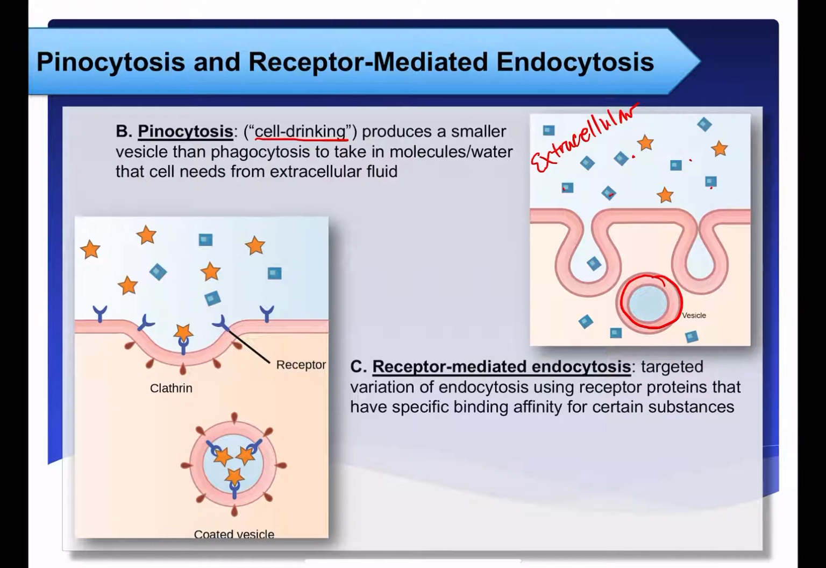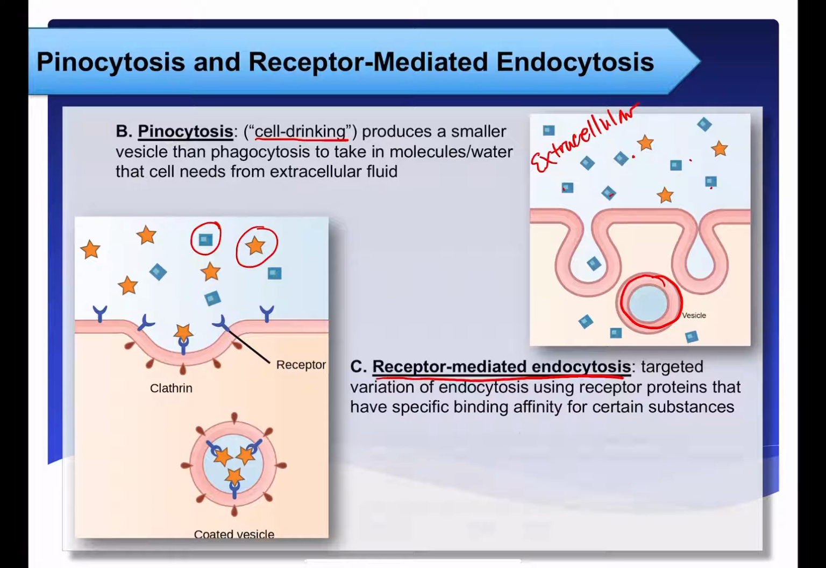The third type of endocytosis is called receptor-mediated endocytosis. This is when we want endocytosis of a specific molecule. For example, in this picture we have a mixture of stars and squares, but we only want the stars to come inside the cell.